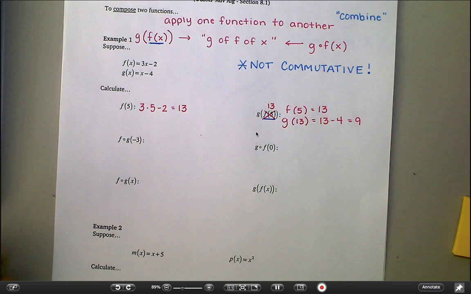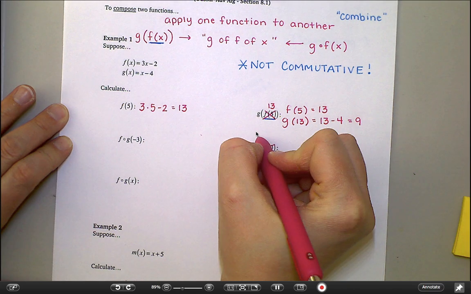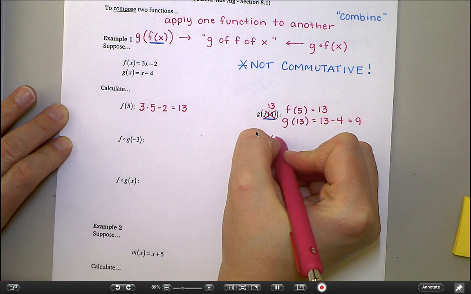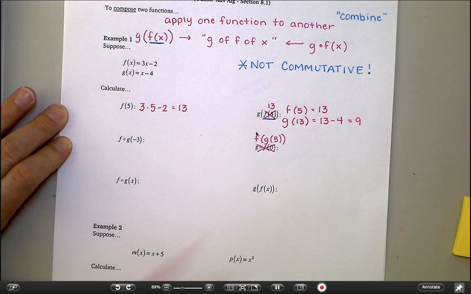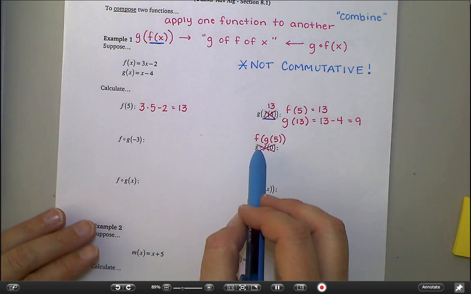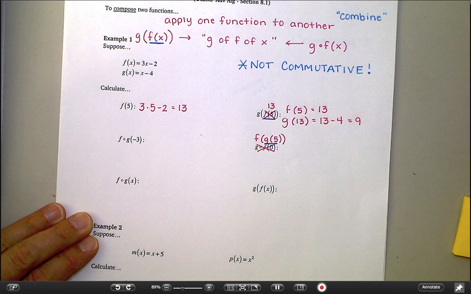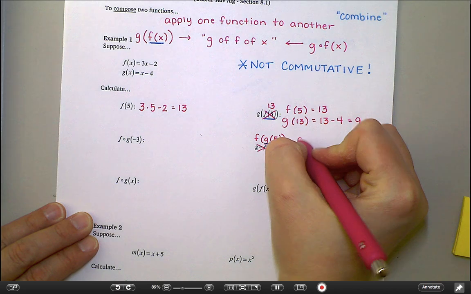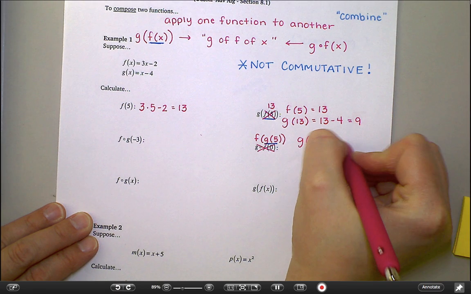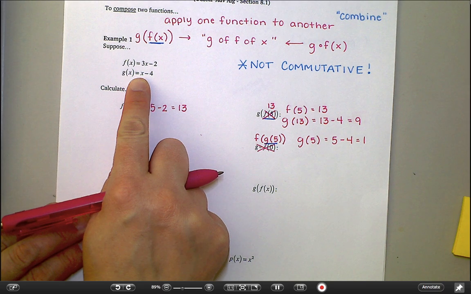In fact, I might get rid of this g of f of 0, and maybe down here we'll do f of g of 5, just so we can see that play out. So in this example, if I'm doing f of g of 5, I would start by calculating g of 5. So off to the side here, I'm going to go g of 5. Well, that would be 5 minus 4, which is 1. I got that from right here. G of x is x minus 4.